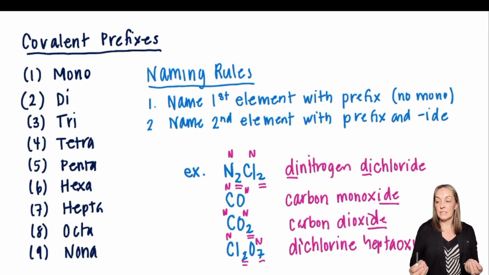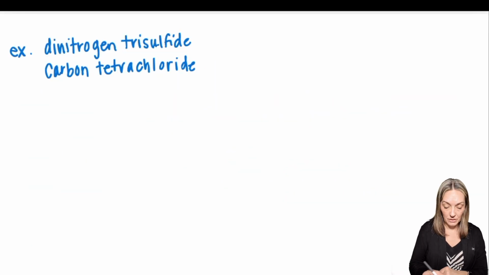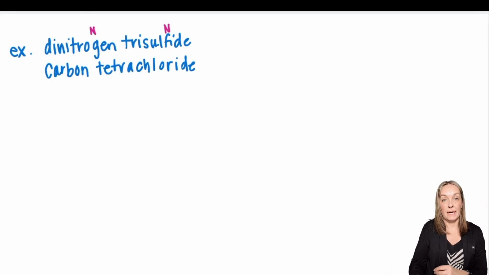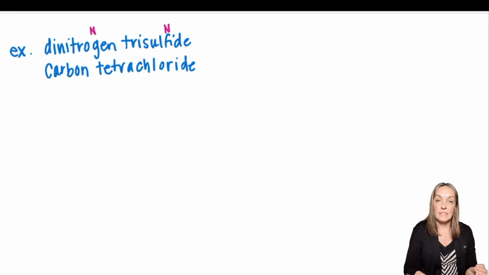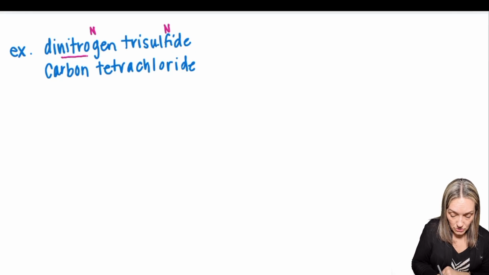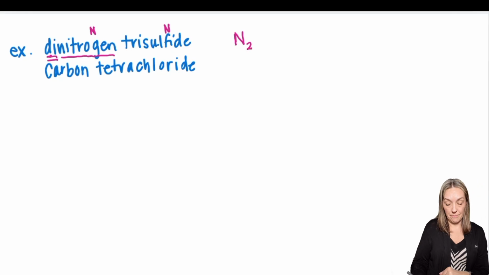Let's take a look at a few examples where we go the other direction and we're given a name and have to take that and translate it to a formula. The first example we're going to look at is dinitrogen trisulfide. Again, I'm going to start by making sure that they are both nonmetals. If they are both nonmetals, then I know it's a covalent compound, and I'm going to use prefixes in order to indicate how many. The element nitrogen is on the periodic table, and its symbol is N when I find it. Di means that I have 2 of them.